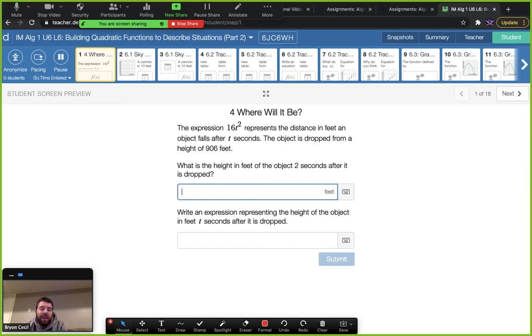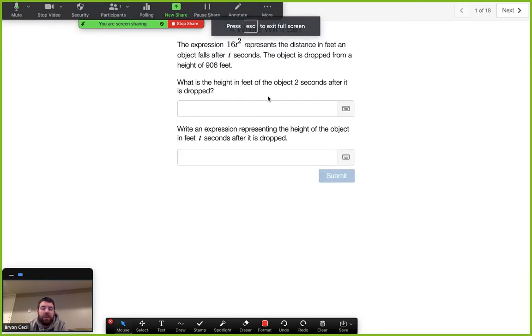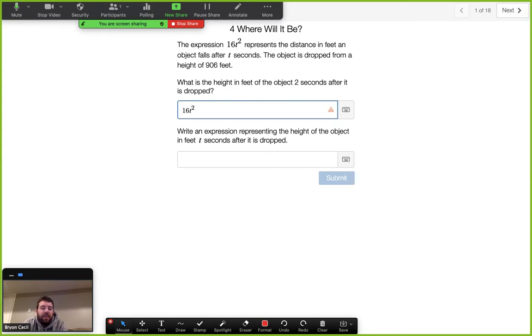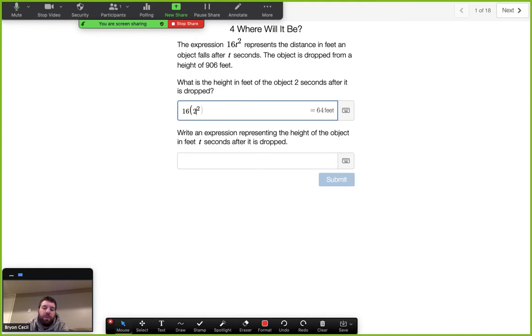Okay, so let's kick it off with how we finished yesterday's unit with the 16t squared, and that represents the distance after it falls t seconds. What's the height in feet of an object 2 seconds after it is dropped? You have your 16t squared, and the t stands for the time in seconds, and you're wanting the 2 seconds. So you're going to replace that with a 2, and I get 64 feet.